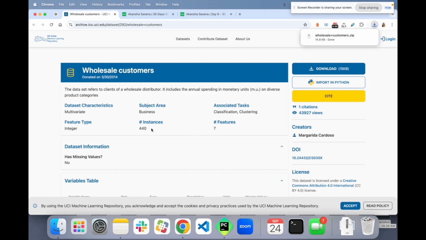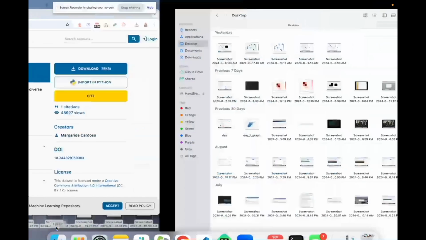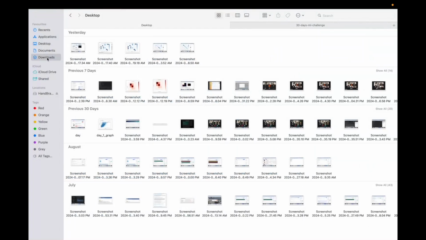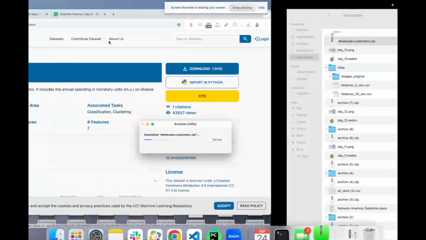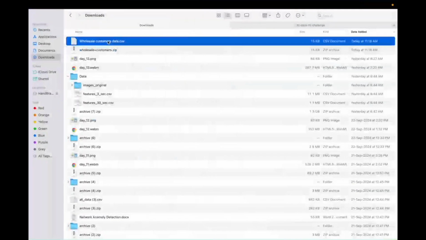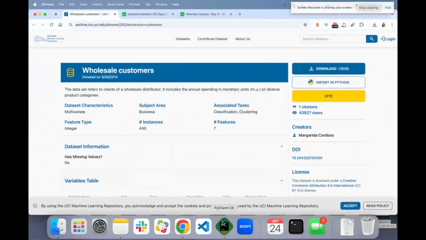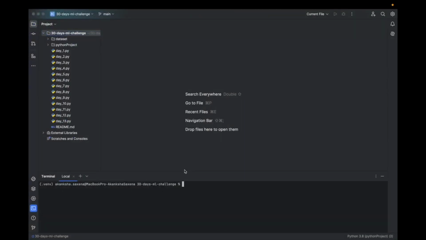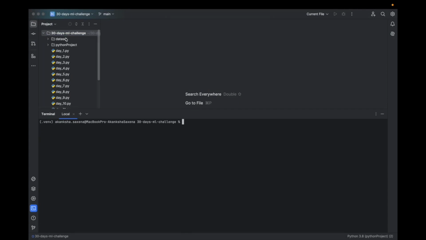It has 7 features and 440 instances. I can see it has downloaded. Let me go here and unzip it, and then let me go to my PyCharm and move it to the dataset folder of this repository. So I'm going to the downloads folder. It starts with wholesale customer data and I'm going to move it here.